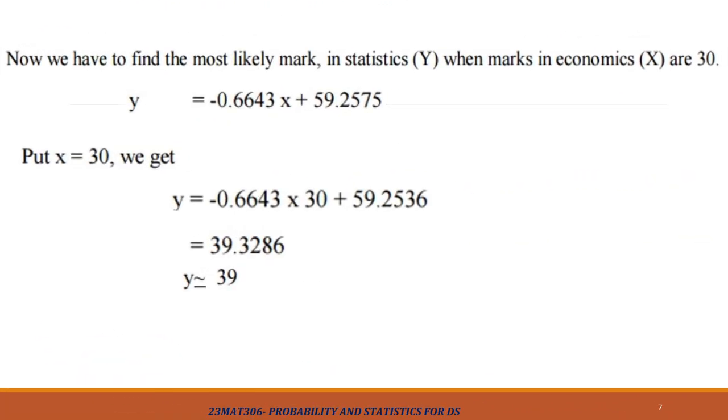Now we have to find the most likely mark in statistics. This is the third question. Here, we want y when x is given. We have to choose the regression line equation of y on x. That equation we have taken. This is that equation. We substitute x equal to 30 and we get the value.